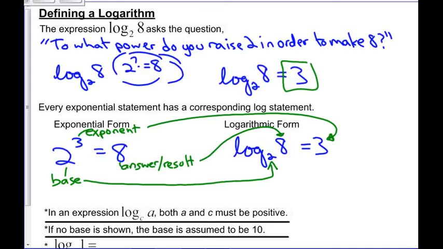So these are both true statements. They're just written in different forms. They both mean the exact same thing. And when we put it in logarithmic form, sometimes the way you can remember it is that it goes base and then answer from the exponential form. And on the other side, you have the exponent.